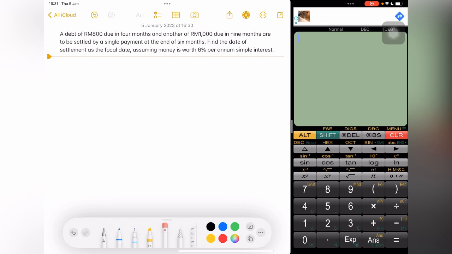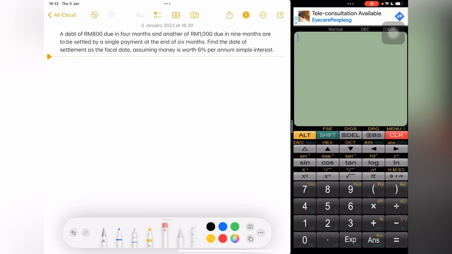Kita gerak kepada soalan. Kita baca soalan. A debt of 800 due in 4 months and another of 1000 due in 9 months are to be settled by a single payment at the end of 6 months. Find the date of settlement as the focal date, assuming money is worth 6% per annum simple interest.